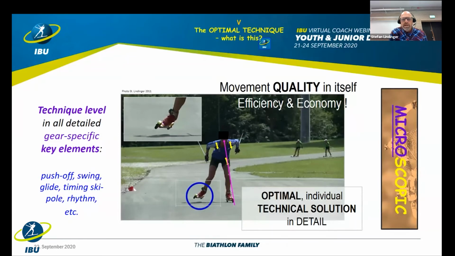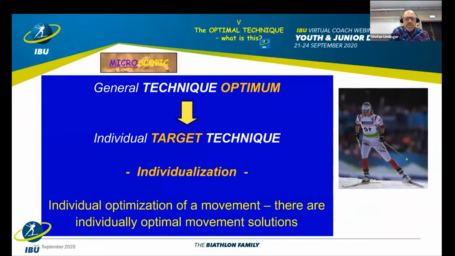That's the microscopic level. We go very deep into the individual technical solution and look at the status and how we can improve, and where the weak points and the strong points are. That's the microscopic level compared to all those macroscopic aspects in technique training. So what we talk about here, and then we have a short break, is a general technique optimum, which we could define as an individual target technique.